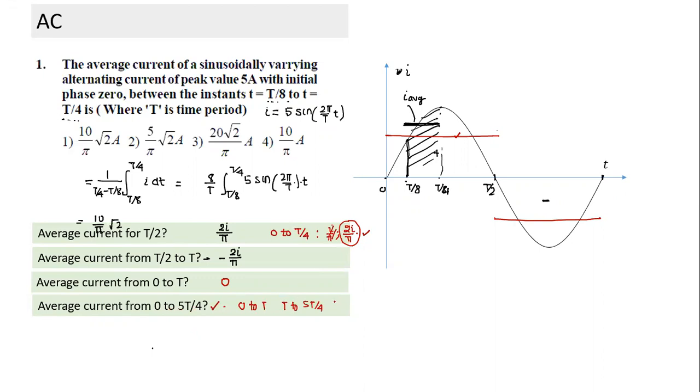Excellent. Who said that? Ahlad, you said it. Tell me how. Ahlad is saying it is because of the time interval: 2I by pi into 1 by 5.